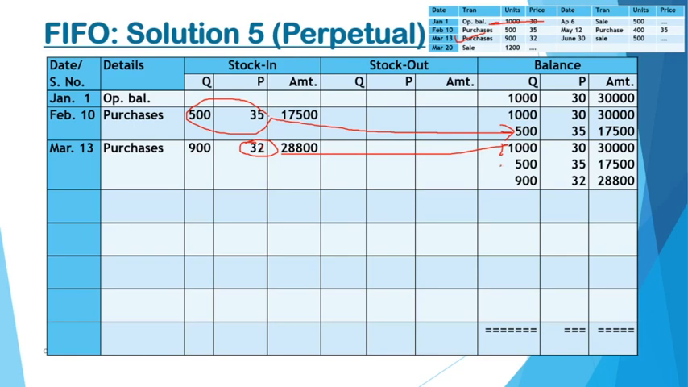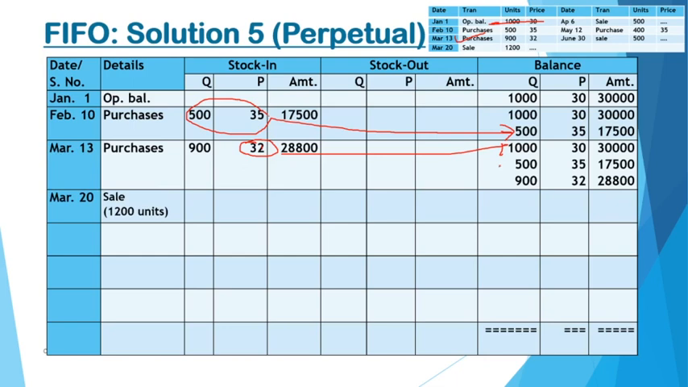The order is first in, first out. So we need to know which lot came first, which lot came next. The order must be maintained while recording the balance. And at any time, the stock balance can be calculated by totaling up the lots.